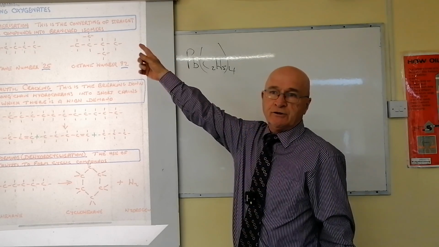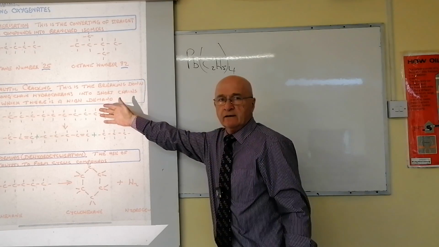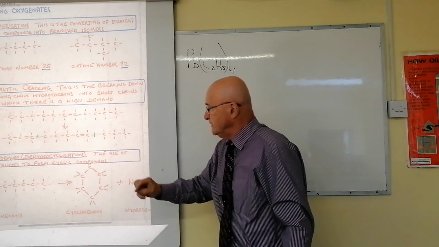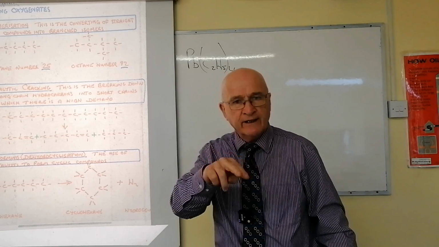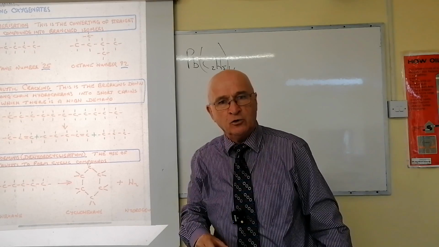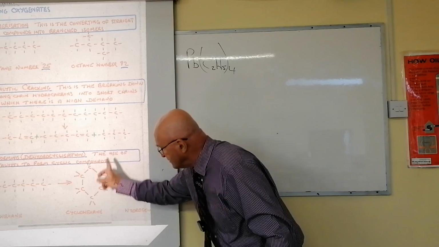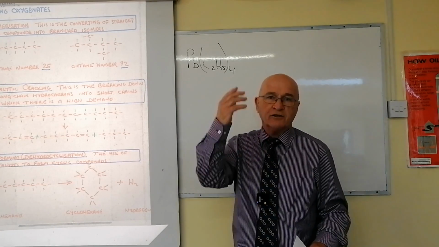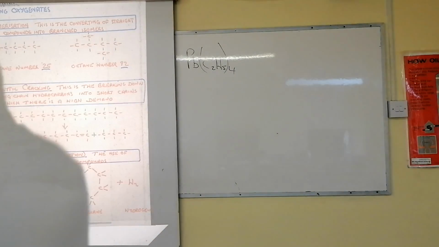Isomerization. Convert straight chains into branched chains. Cracking. Convert long chains into short chains, and reforming or dehydrocyclisation. What's that word now? Dehydrocyclisation is a word you're expected to know. Dehydrocyclisation, okay? Take a straight chain and turn it into a cycle, and it'll be harder to burn, and therefore more efficient. The octane number goes up. Very, very important that you're working with that and that you can present it that way.